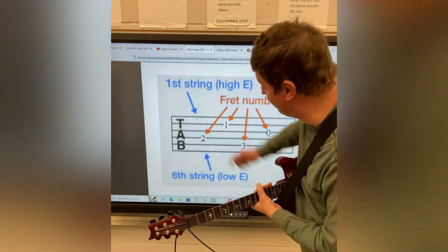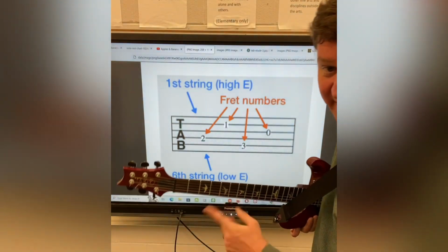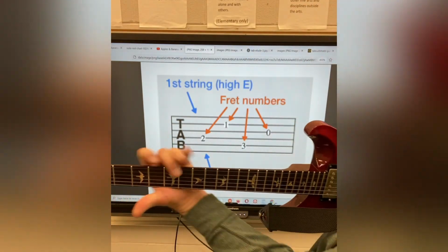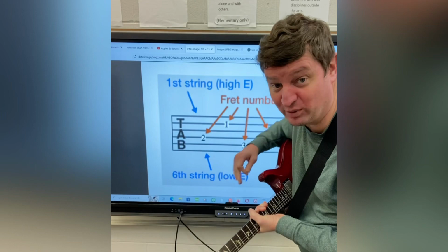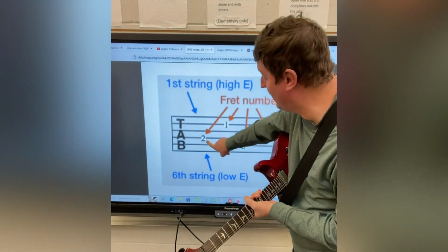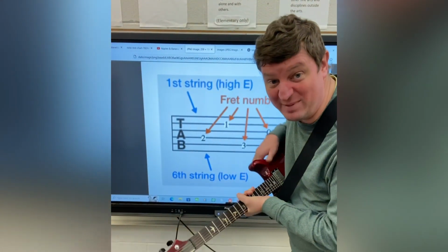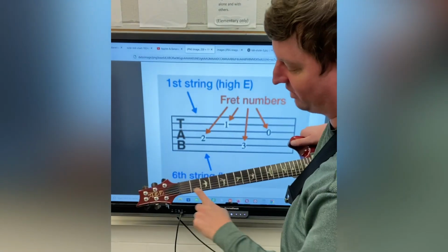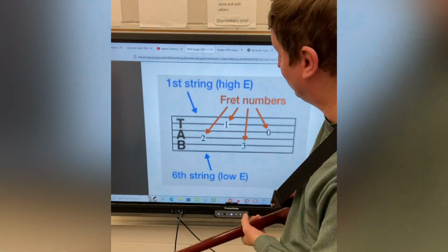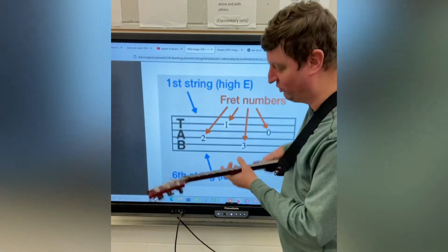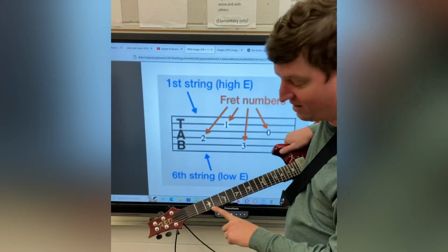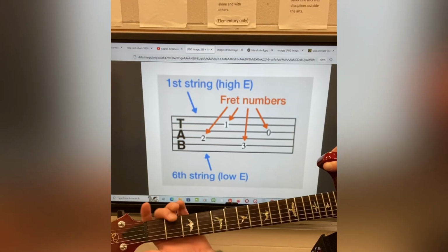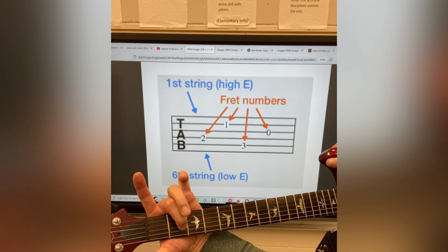So you look at it just like you're looking down at the neck when you hold a guitar and when you're playing guitar. We don't have notes written on these lines. We have numbers. So here we have a number 2. That's going to be the 2nd fret of the guitar, which is right here. Which line is it on? This one. So I'm going to count from the low string here. 1, 2, 3. 2nd fret, D string.